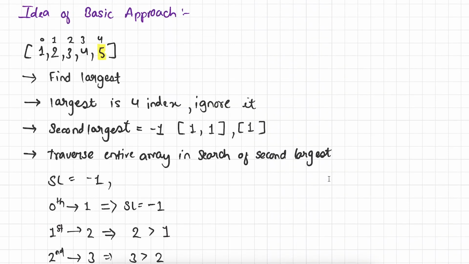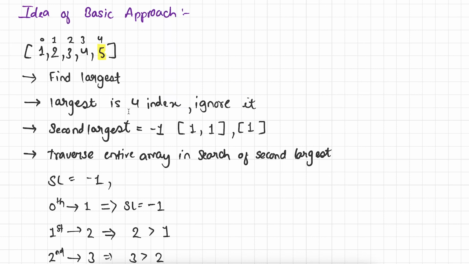I hope you have watched the previous video, and by using the previous video's solution, you would have written at least a basic program to solve this problem. So let's see the idea of the basic approach first. Why am I calling it the basic approach? Because in this problem, the basic approach and the efficient approach both take the same amount of time. The only difference is that the basic approach takes 2 traversals, while the efficient approach traverses only once.